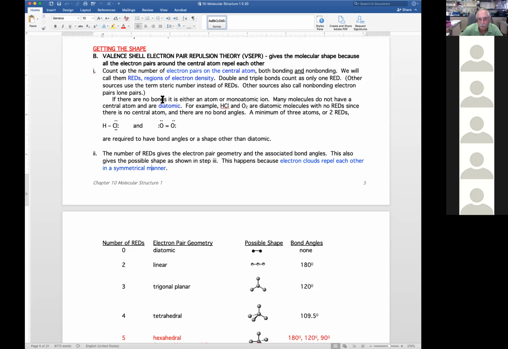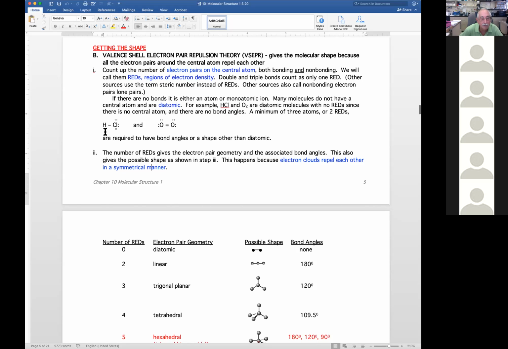If there are no bonds, it is either an atom or a monatomic ion. And many molecules do not have a central atom, and we just call them diatomic. So for example, look at hydrogen chloride. Here's 8 electrons around chlorine. Chlorine is happy, 3s2 3p6, 2 around hydrogen. Hydrogen is happy, it's 1s2. There is no central atom. So there are no regions of electron density around the central atom because there is no central atom. The shape, therefore, is simply diatomic.